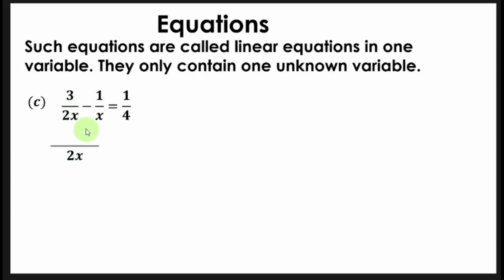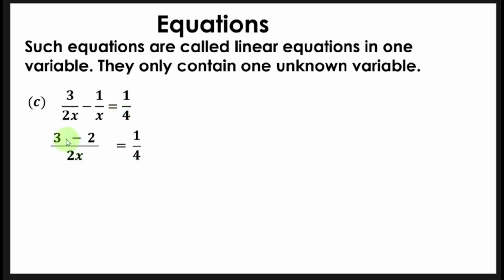Now we'll start simplifying. So we'll say 2x into 2x, how many times? 1. 1 times this 3 above here, it will be 3. Then the minus will drop here. Then we'll say x into 2x. It will be 2 times. So 2 times 1, it will be 2. Then equals, then 1 over 4.